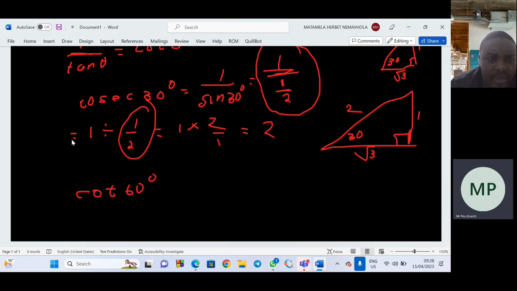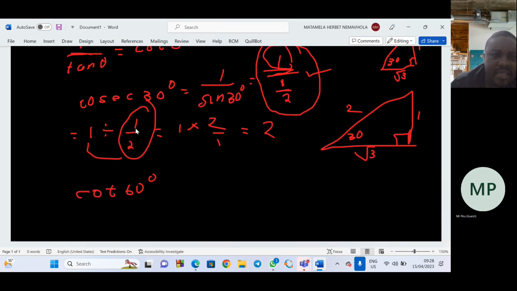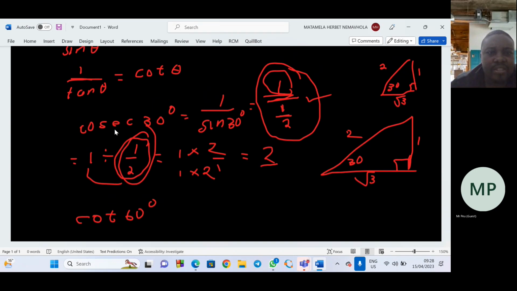You can take this 1 first and say 1 divided by 1 over 2. This statement is still the same as the previous one. Then you say equals 1 multiplied by, and when you use multiplication, the two signs swap: the 2 goes on top and the 1 goes down, so I have 2 over 1. Then 1 multiplied by 2 over 1 is 2, because 2 divided by 1 is 2. So the answer we got is 2, which means cosec 30 degrees equals 2. This is your final answer.